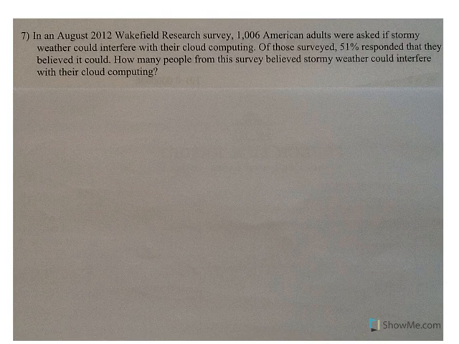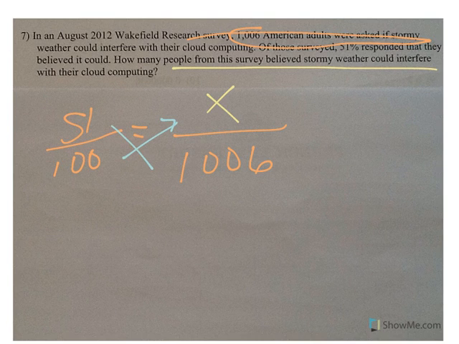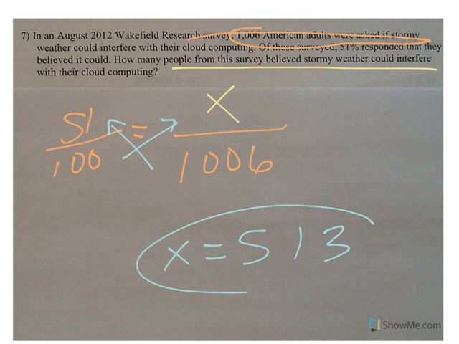So hopefully when you read, okay, you see the percent, over 100. This is how many were asked. That means that is my total. How many from the survey believe that it actually could happen? So what's the part of the survey? Cross multiply, and you should end up, again, I'm rounding to the nearest person, with 513 of them, right? Just over half. And that is the end of this video.